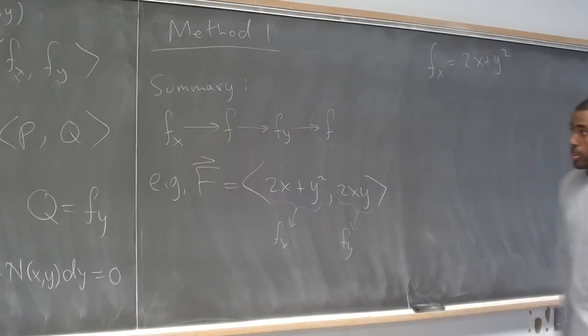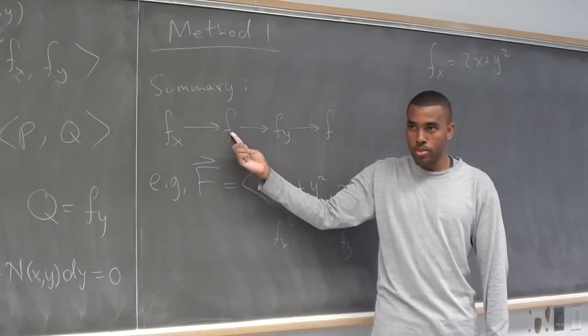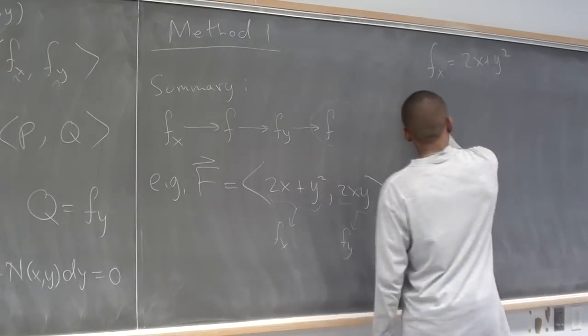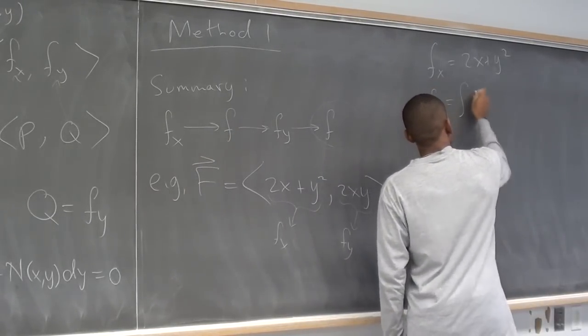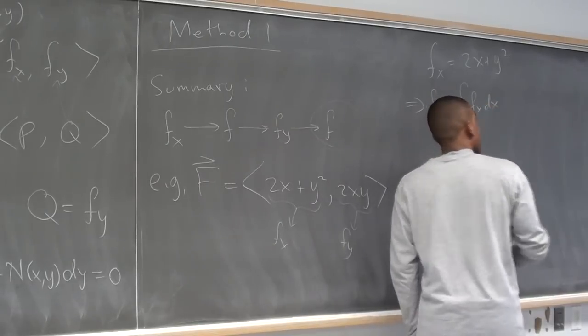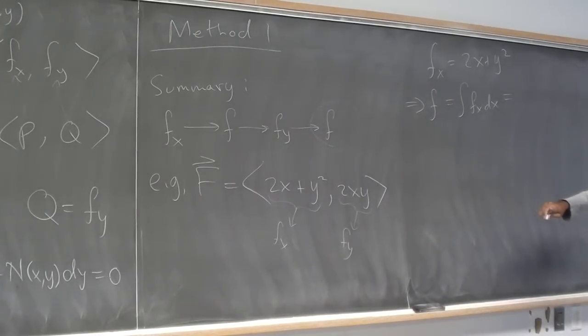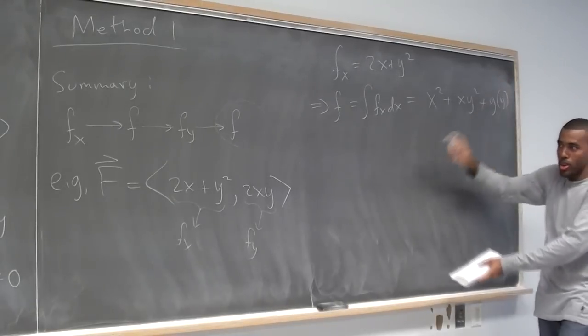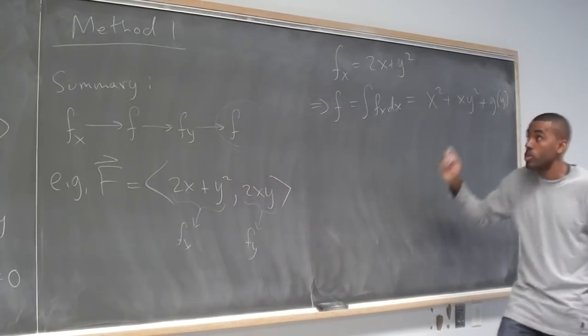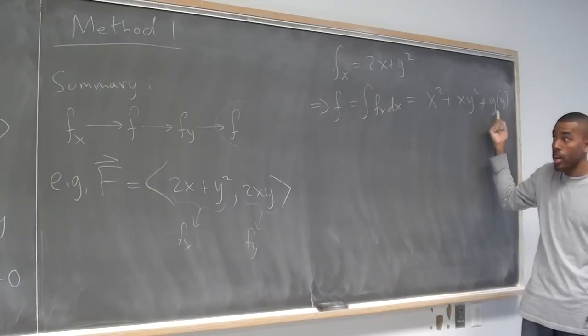Okay. So now we're at fx, what are we going to do? Go to f. How do you go to f from fx? Integrate with respect to x. Integrate this with respect to x. And what would I get? x squared plus xy squared, right? Plus some constant. Now your constant is actually going to be a function of y, g of y, because if it was a function of y and you took derivatives, that part would go to 0 and you wouldn't see it here anyway. So you're going to assume that your constant is a function of y.